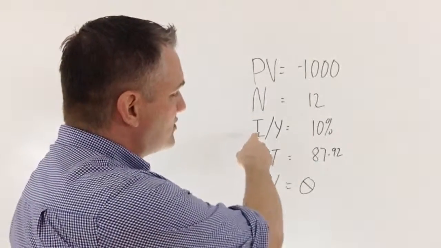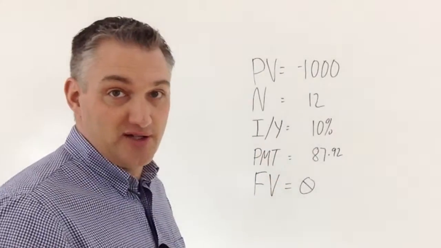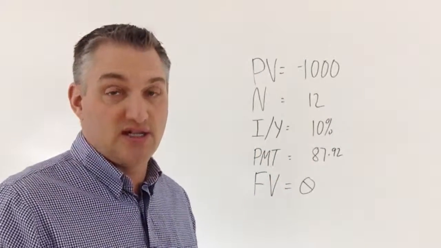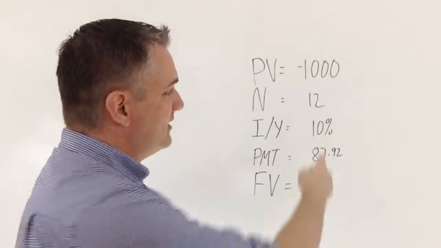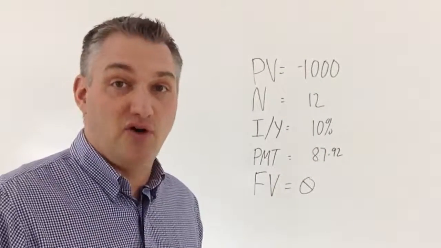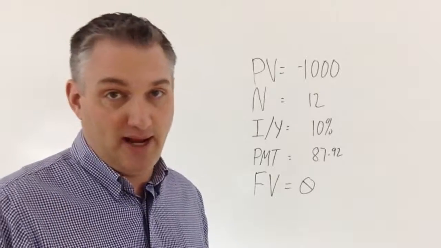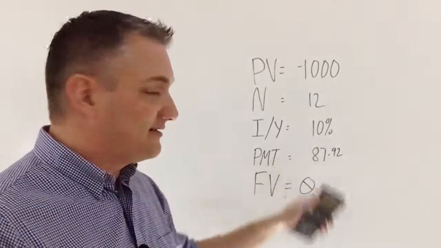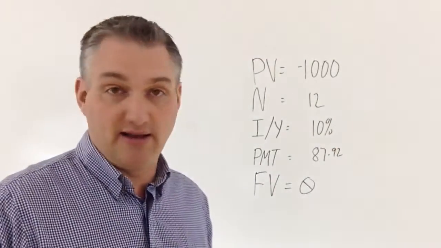My interest or yield, depending on which side of the transaction you're on, if you're a borrower, it's interest. If you're the lender, it's your yield, is 10%. And future value is always 0. At the end of the 12 months, the loan is fully paid off. Now, the payment came from putting the numbers into my calculator.